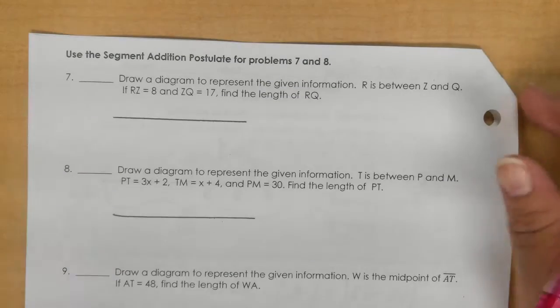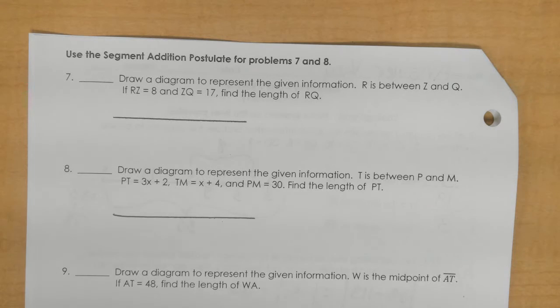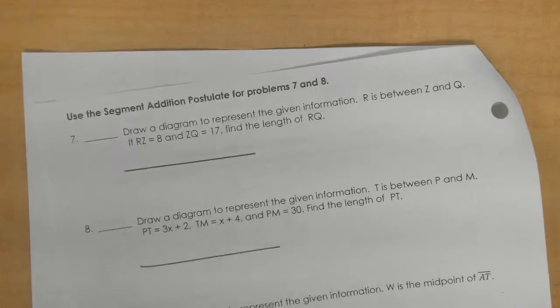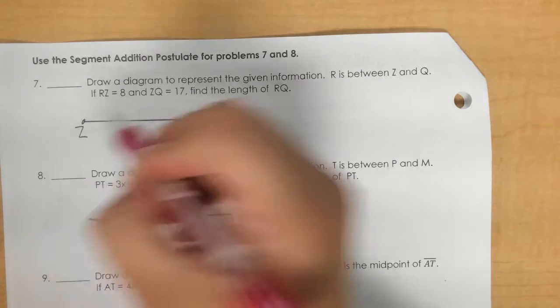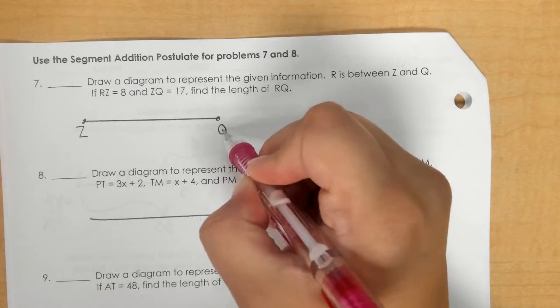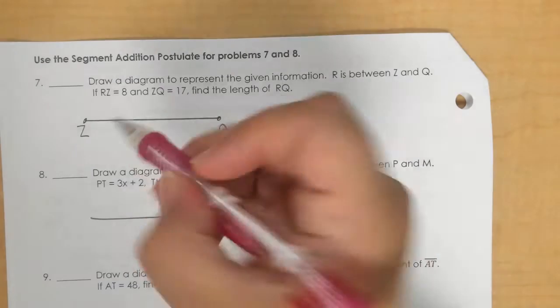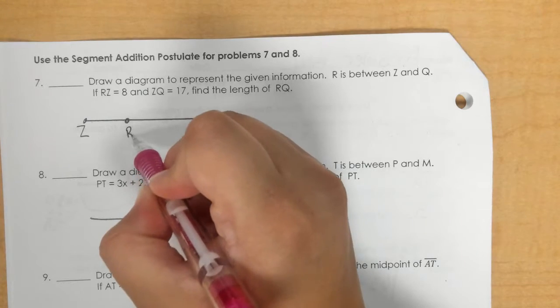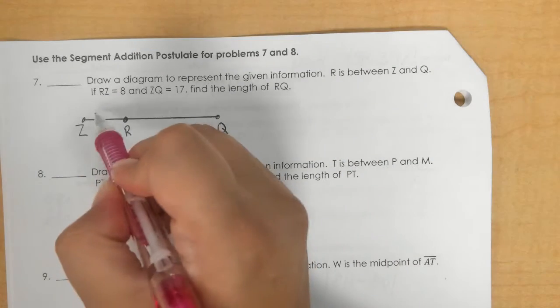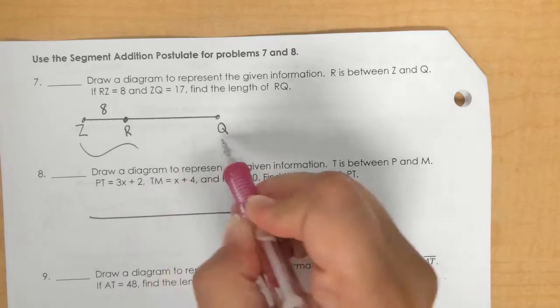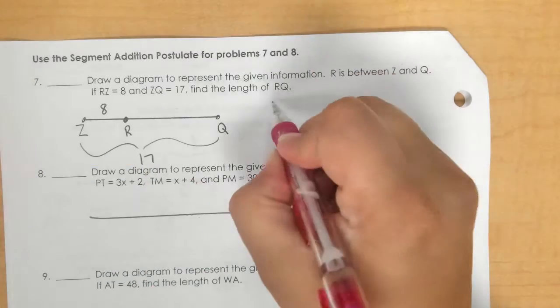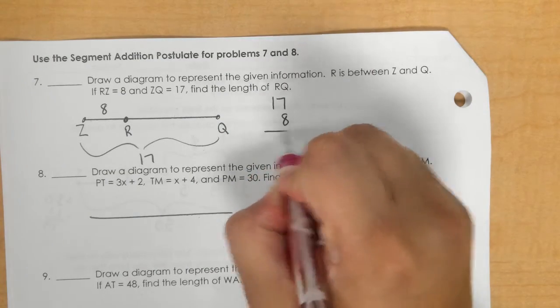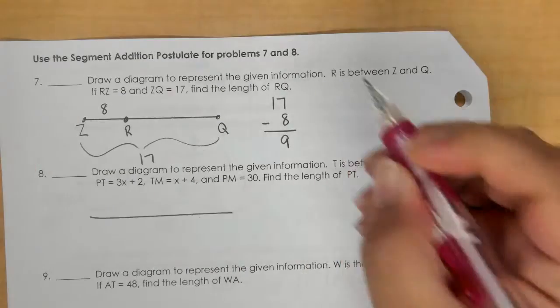Okay, so then for number 7, it says draw a diagram to represent the given information. R is between Z and Q. So we know that Z and Q are our endpoints, and R is somewhere in between that. So RZ is 8, and ZQ is 17. So how do we find RQ? Well, we just subtract. So 17 minus 8 gives us 9.